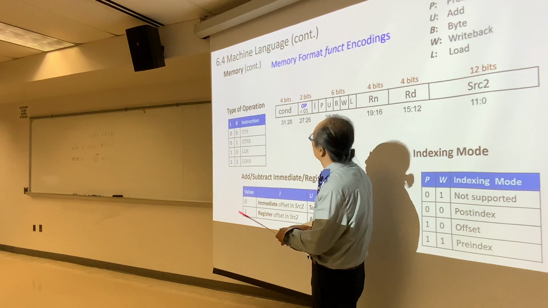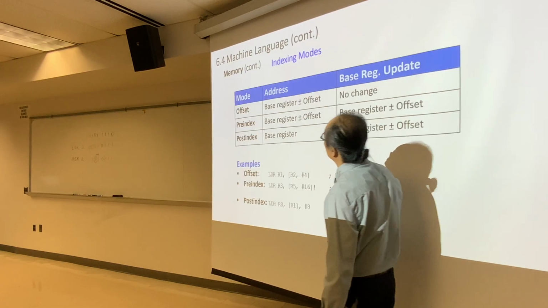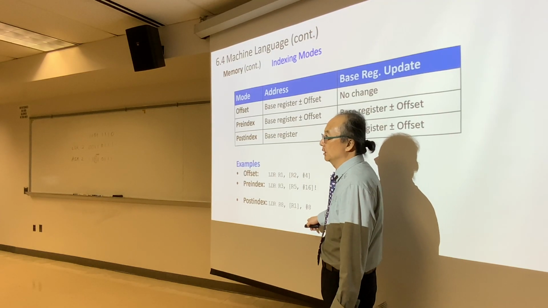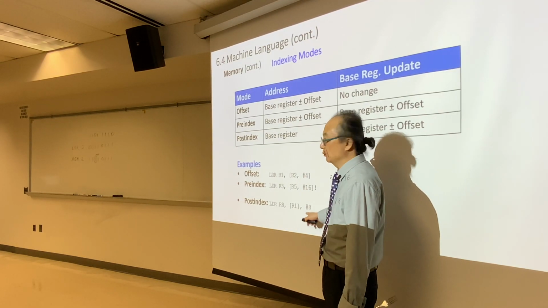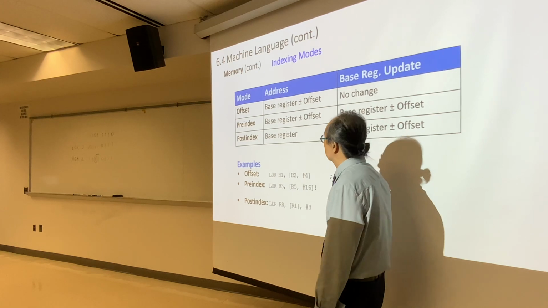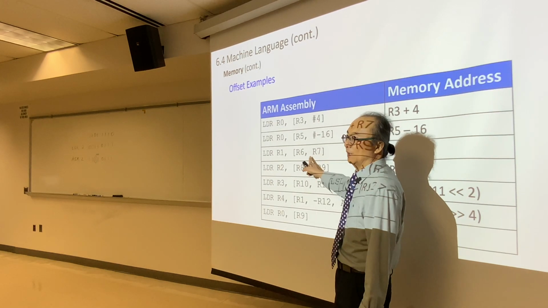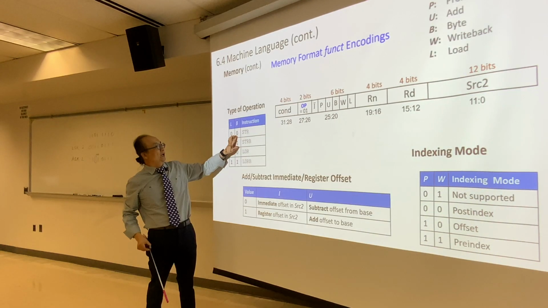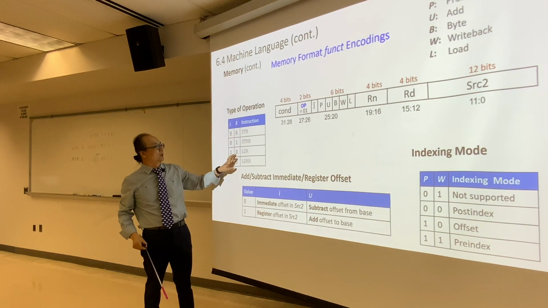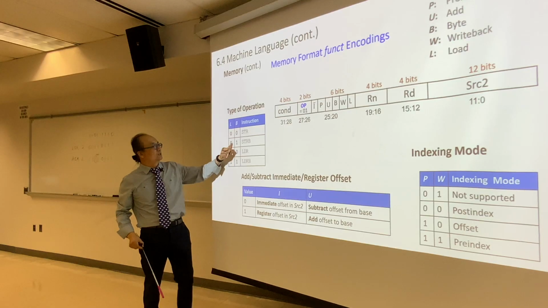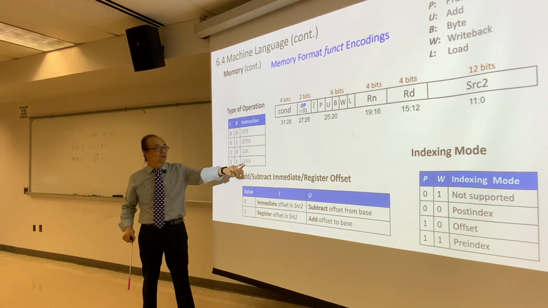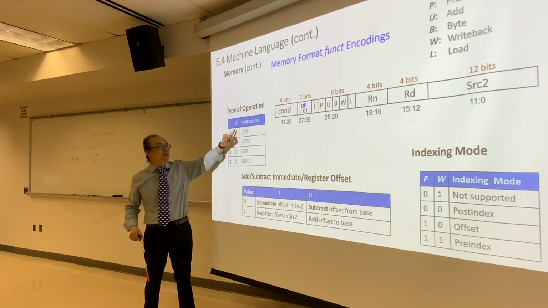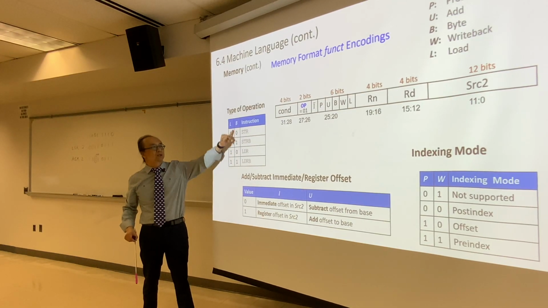We can figure out the value of I by looking at the instructions. So these are all I. I bar should be 0, because immediate values. But here, there's no immediate value, right? So I bar should be 1. L and B: 0, 0 is store, 1, 0 is load. And 0, 1 is a byte, 1, 1 is a byte. So if we have a byte for load and store, the B bit is going to be 1, otherwise 0.